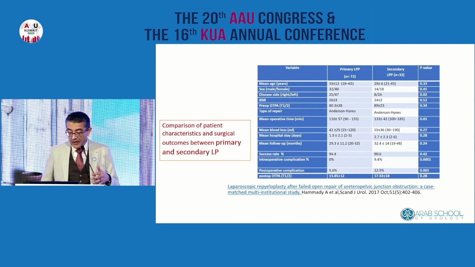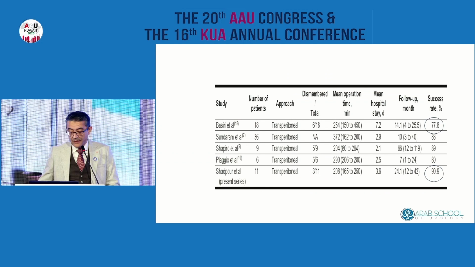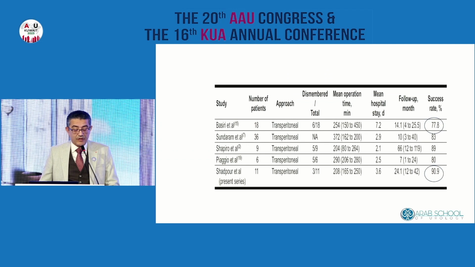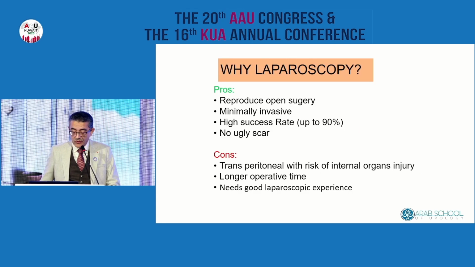This is a comparison we have done between patients submitted to a primary and a secondary laparoscopic pyeloplasty, and the results, maybe yes, it's longer in the operative time, but the result is comparable between the primary and the secondary laparoscopic pyeloplasty. Those are also publications from the literature, and in most of them the results range from 77 to 90%.